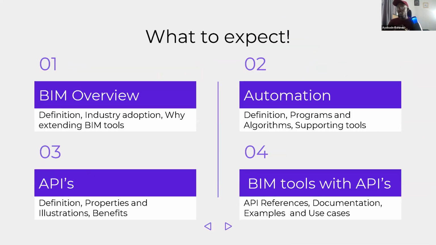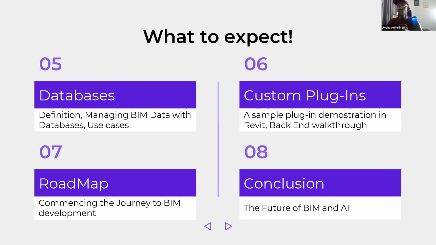Now, what to expect? We're going to look at a BIM overview, what BIM is, the definition of BIM, and the industry's adoption. We're going to talk about automation. We're going to talk about APIs, definitions, and benefits. We're also going to talk about BIM tools, exploring a number of BIM tools that have APIs available on the web. We'll also look at databases, how we can extend our BIM tools by connecting them to databases, saving our BIM data on database platforms.